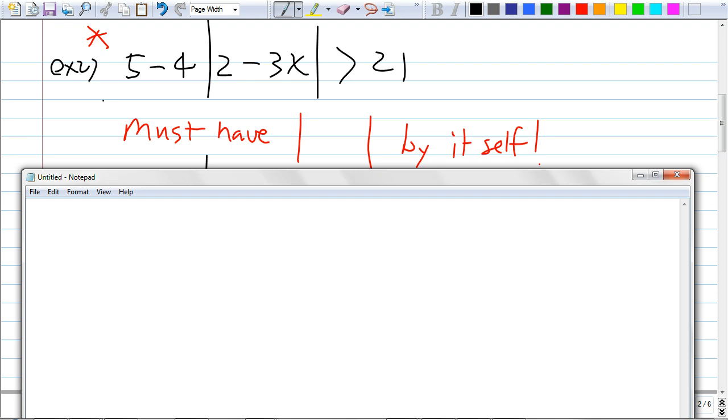By the way, could I multiply 4 times 2 minus 3x in the absolute value? No, you don't want to do that. We don't know how to do that, okay? So you don't want to multiply this. You don't want to distribute, in other words, when there's an absolute value.